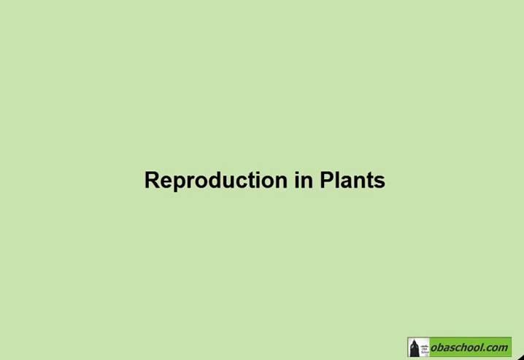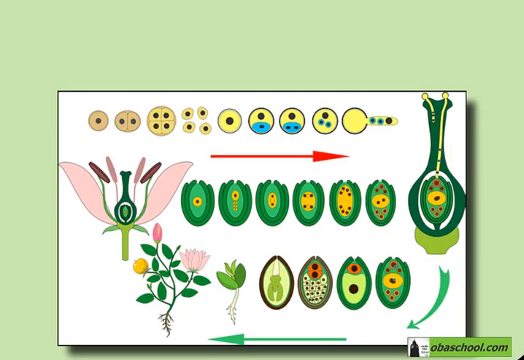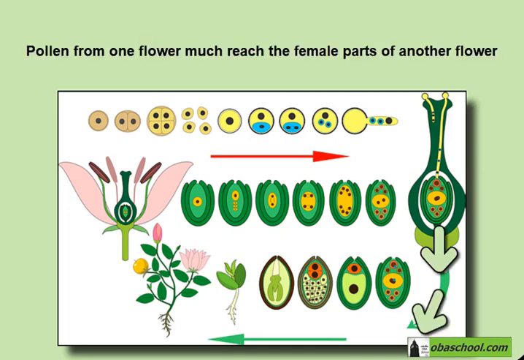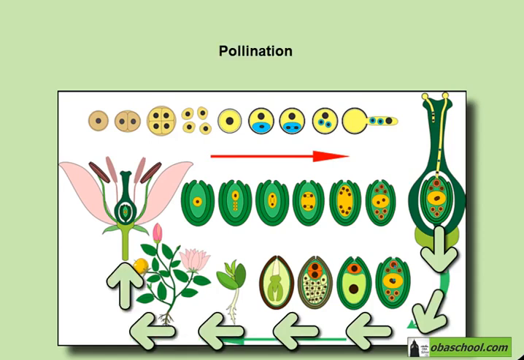Next is reproduction in plants. In plants, the flowers contain the organs of sexual reproduction. The gametes, which are the pollen, the male gamete, and the egg cells, the female gametes, are produced using meiosis. The pollen, which is the male gamete from one flower, must reach the female parts of another flower, and this process is called pollination. It is the plant equivalent of mating.